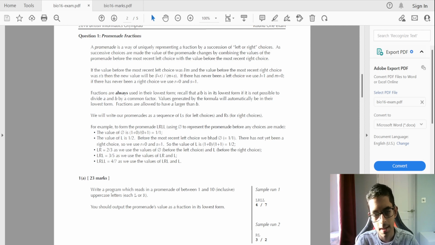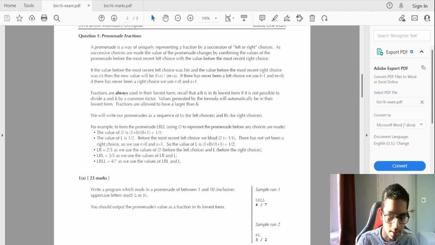So the value of L will be the previous value of R plus the previous value of L, plus the previous value of M plus the previous value of S, and then both of them divided by each other. As you can see, for L it would be 1 plus 0 divided by 1 plus 1, which gives 1 over 2. The trick with this is that we need to constantly update the values of L, M, R, and S, and that's pretty much how we're going to solve it.